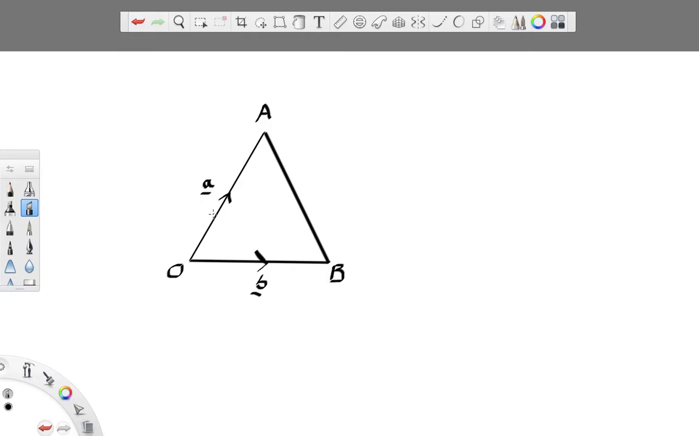And as we can see, we've got two vectors. So the vector from O to A, so we draw that like this, or write that like this, so O to A, the vector there is A. And then the vector from O to B, so we write that like this, O to B, that is the vector B.